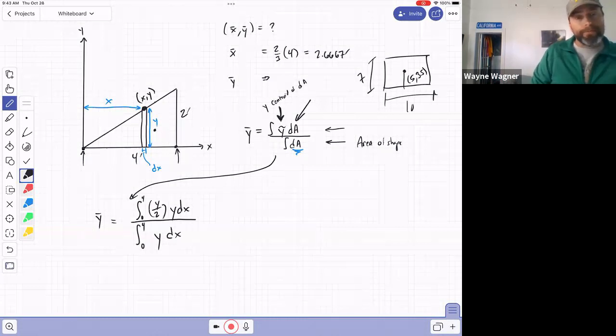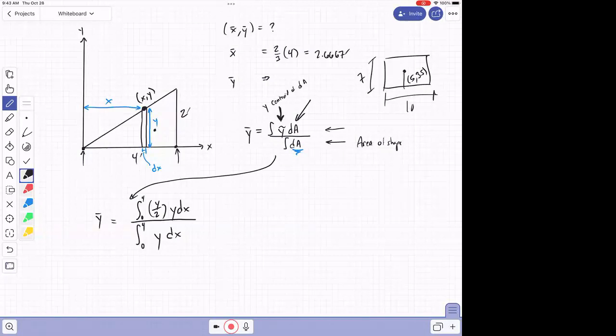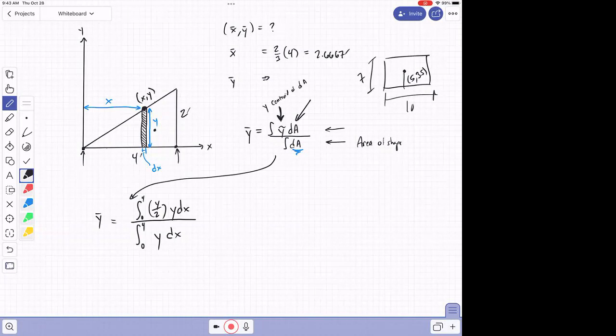Okay, questions before I move on? Okay. Oh wait, but it's a triangle though. So why do you put y over 2? Because I'm talking about this rectangle right here. Oh, okay. So it's y over 2, y dx. Okay.